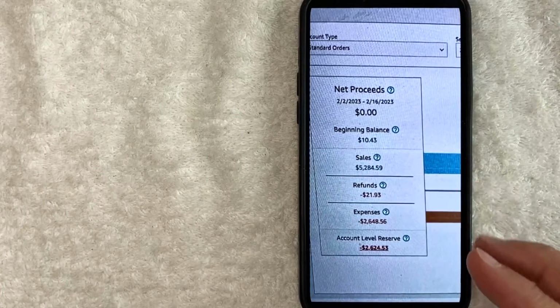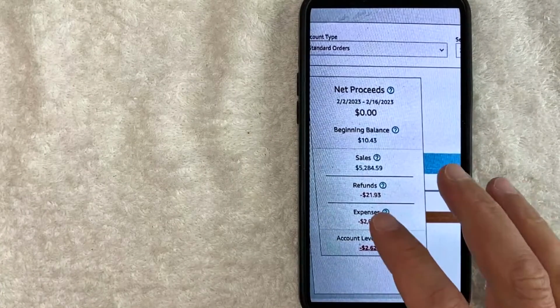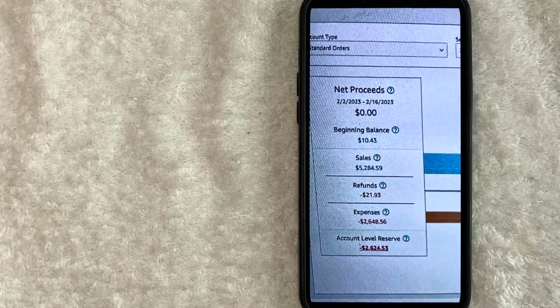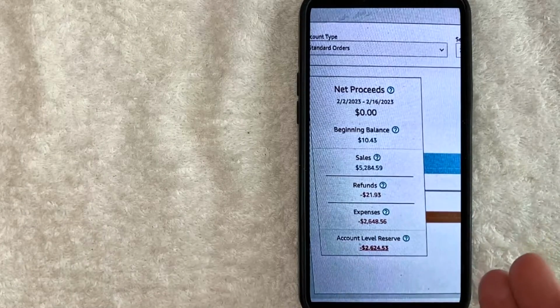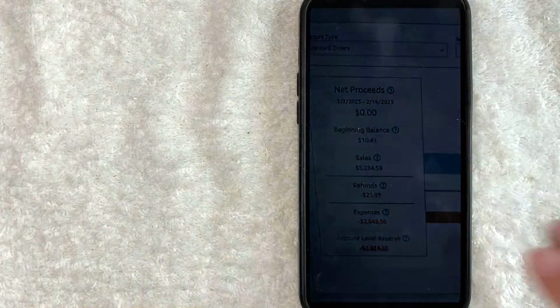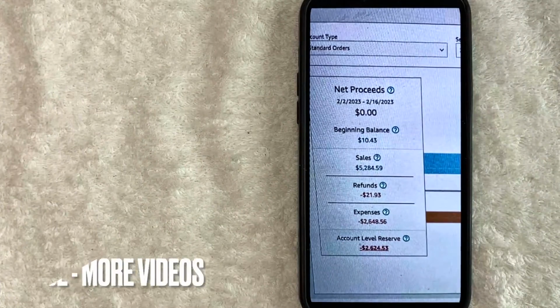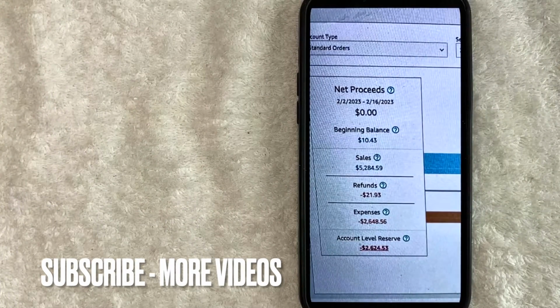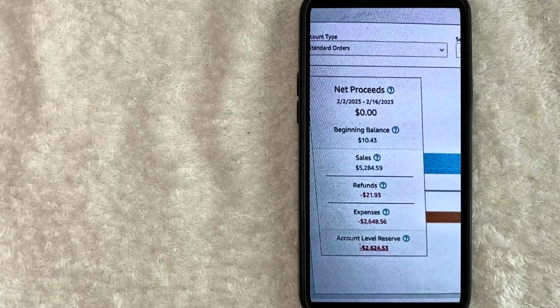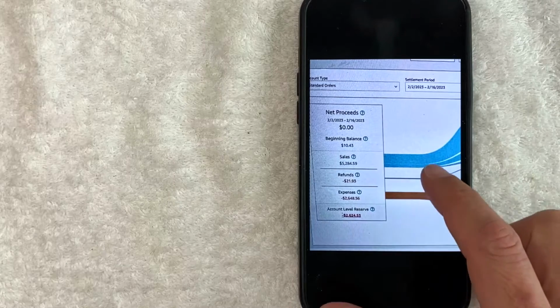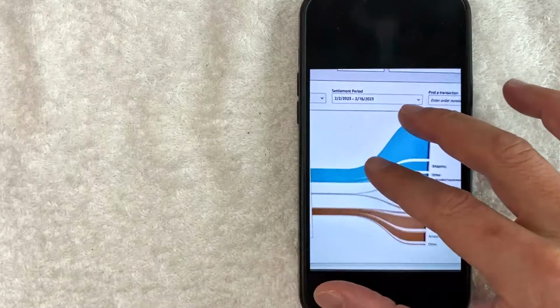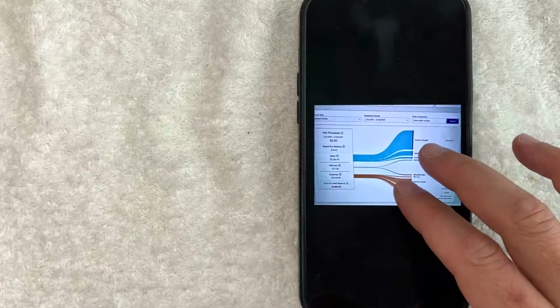Now, if you need to find out what your account level reserve is, that's really going to depend on what type of account you have. So if you have a tier 1, tier 2, or a tier 2 plus, all the percentages are going to be a little bit different. If you are a new account, most likely you're going to be set up on tier 1. So they are usually going to hold 100% of the funds received for your transactions for about 7 days. So just keep that in mind. And if you want to switch these dates around, you can do that right up here on the settlement period.